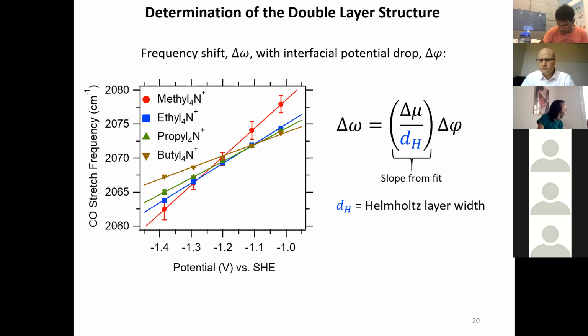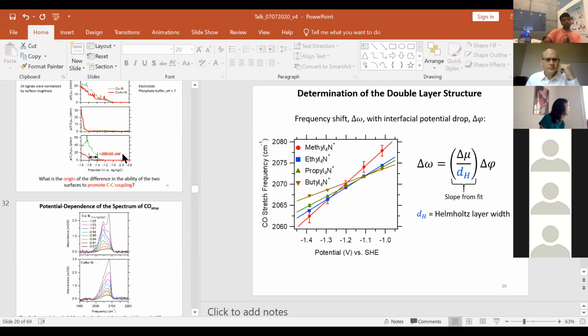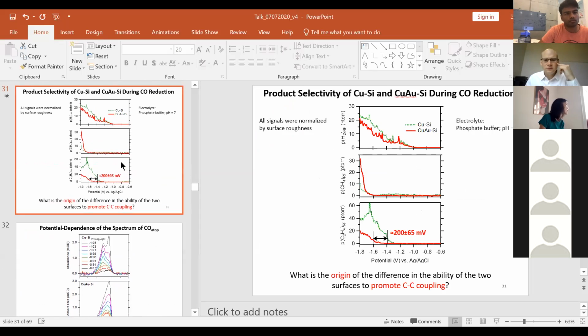Yeah, sure. I was looking at your copper versus copper gold. So that onset shift looks really good. And I was wondering, do you think we can translate that to a turnover frequency? Would that be indicative of a large shift in turnover frequency? Because that would be the intrinsic activity.